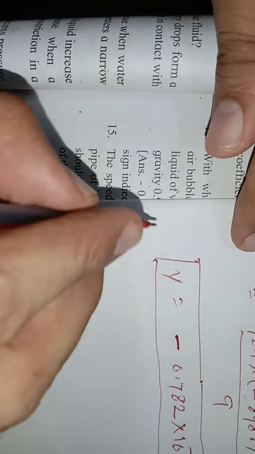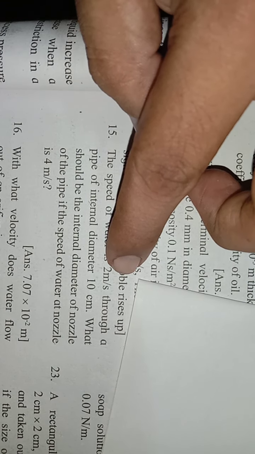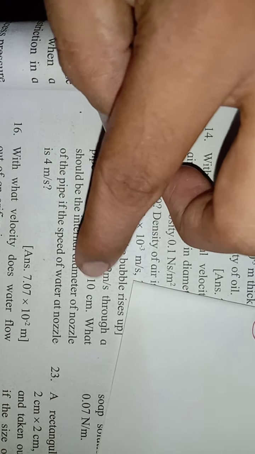Then the next problem, that is problem number 15. What is that? The speed of water is 2 meter per second through a pipe of internal diameter. That means this is the internal diameter. What should be the internal diameter of the nozzle of the pipe if the speed of that water at the nozzle is 4 meter per second? That means two speeds are given. First speed is 2 meter per second and the second one is 4 meter per second.